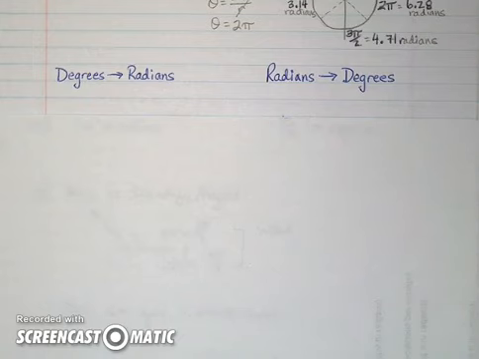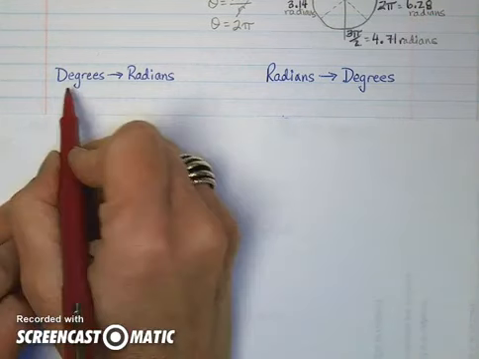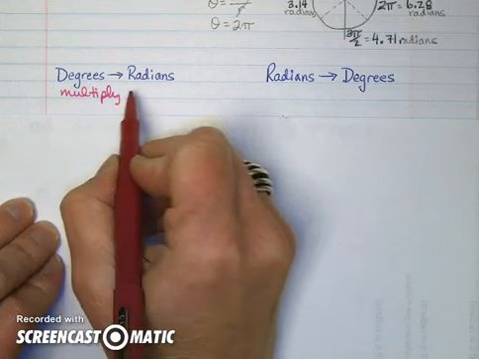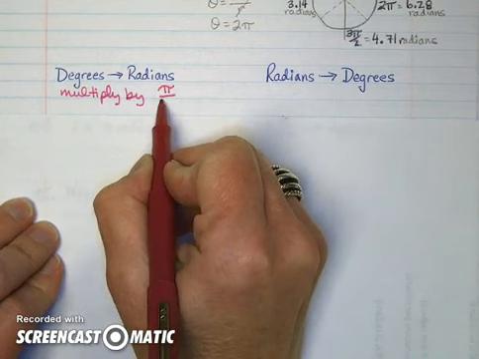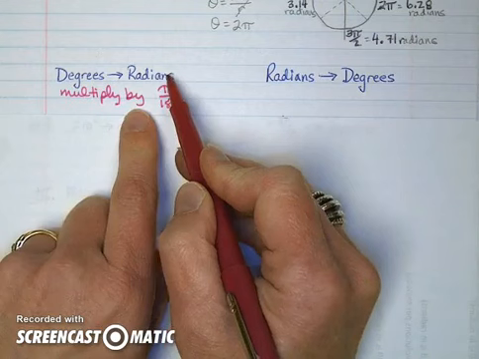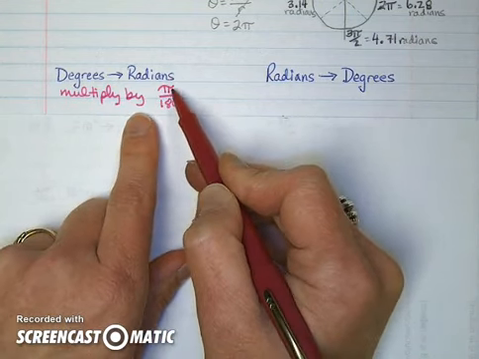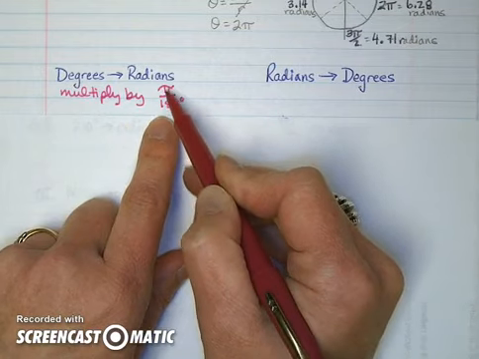So the way I like to remember it is if I'm going from degrees to radians, then I'm going to multiply by pi over 180. And I want to get to radians, so my radian value is in the numerator. Remember how pi equals 180, so this is equal to 1. So this is the conversion between the radians and the degrees.